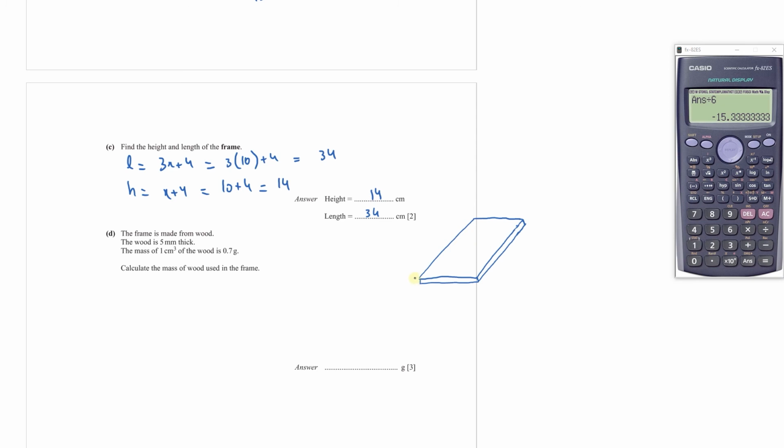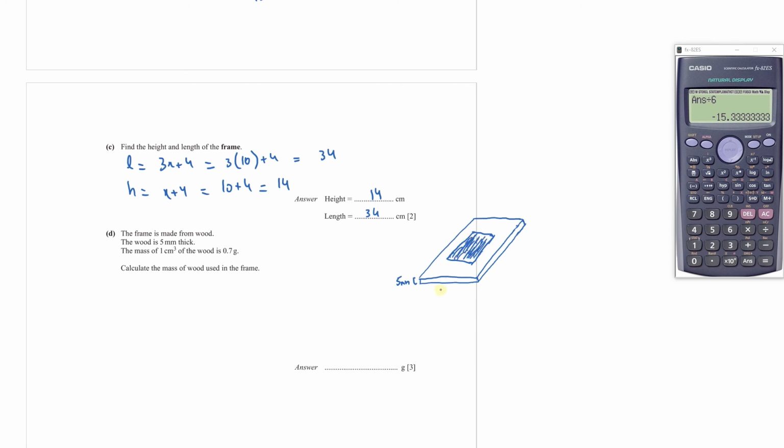So this thickness or height is 0.5, 5 millimeters. So this is 5 millimeters. So you're given that mass of 1 centimeter cube is 0.7 grams. So if we can find the volume of this frame, we can use that volume to find the mass of wood used in the frame. But remember, this whole thing is not a frame. The frame is kind of hollow here because here this picture is present, right? So this area is taken by the picture.